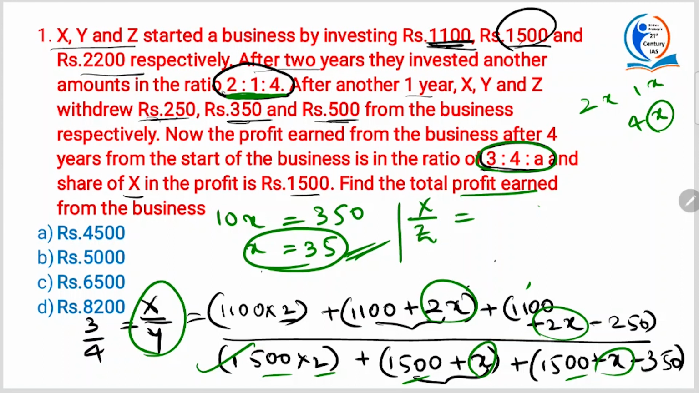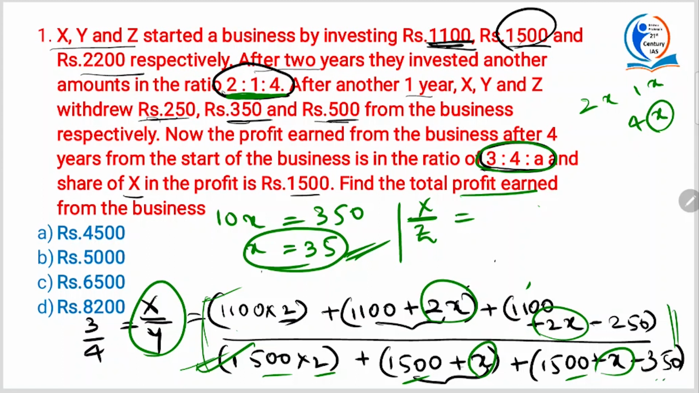One way of taking this X is to Z ratio of profits is 1100 into 2 plus 1100 plus 2x, similar to this one. This will become X's value. Now what will become Z's value? 2200 into 2 plus 2200 plus 4x plus 2200. All these things we'll take. That is method 1.